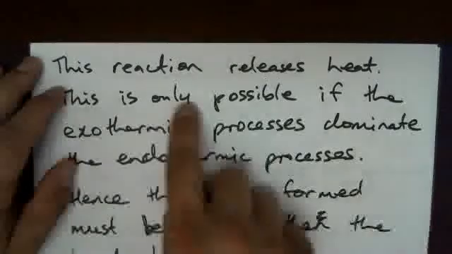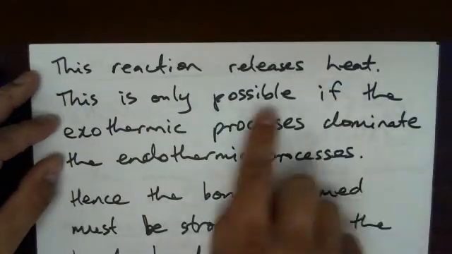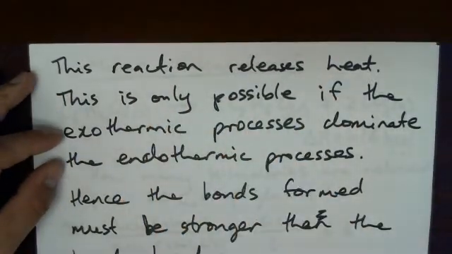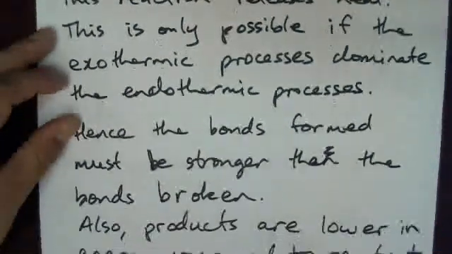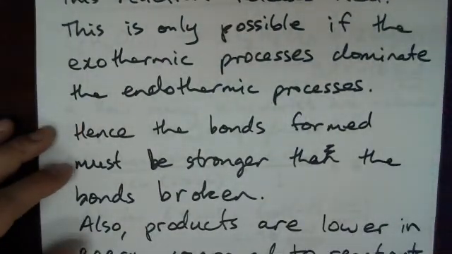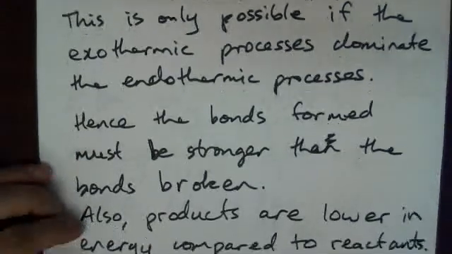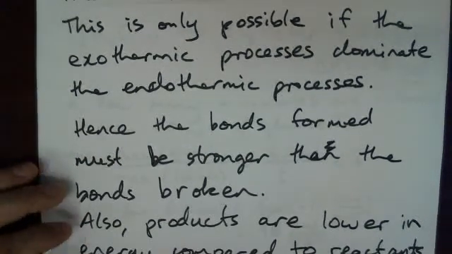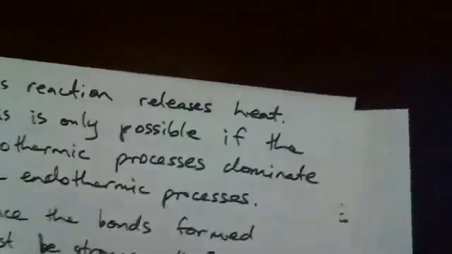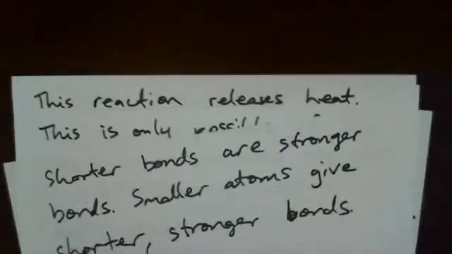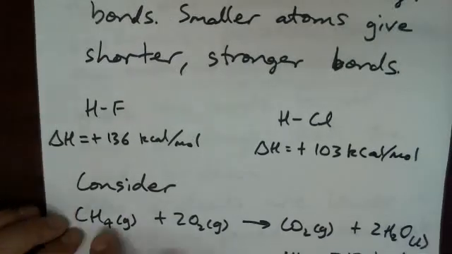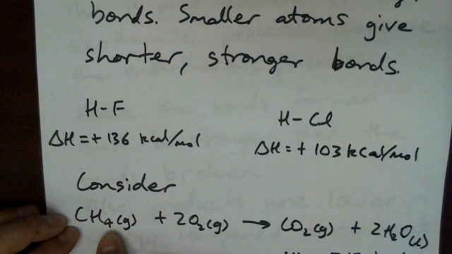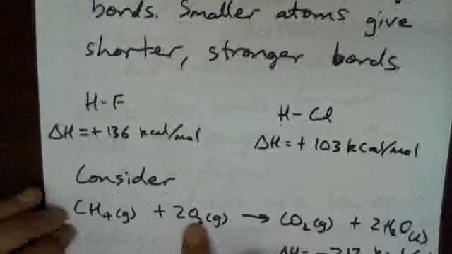And so this reaction releases heat, but this is only possible if the exothermic processes dominate the endothermic. Okay. What does that mean? It means that the bonds formed must be stronger than the bonds broken. So if you look previously, the only way this reaction is possible is if all of these carbon and hydrogen bonds break and form.